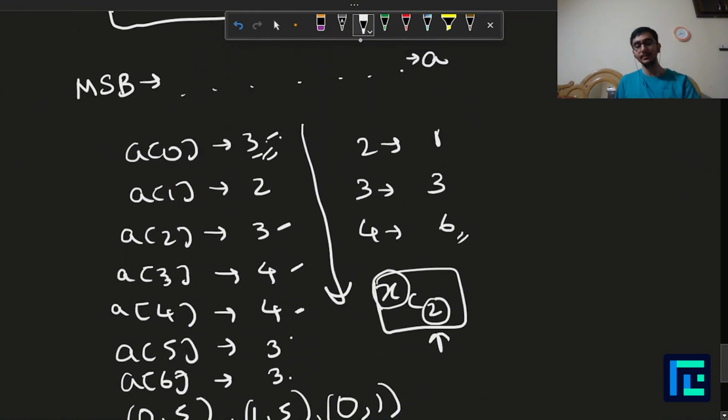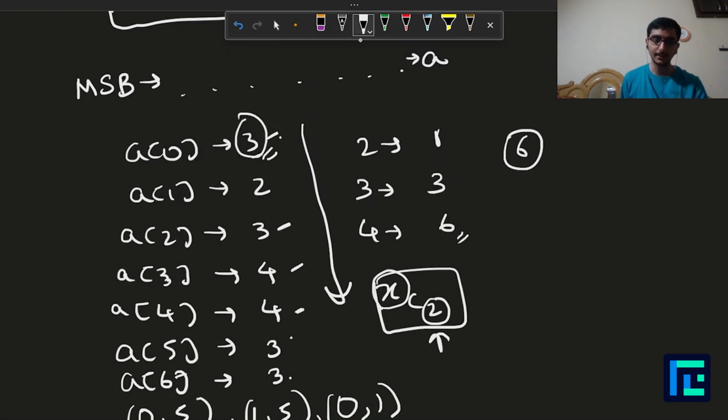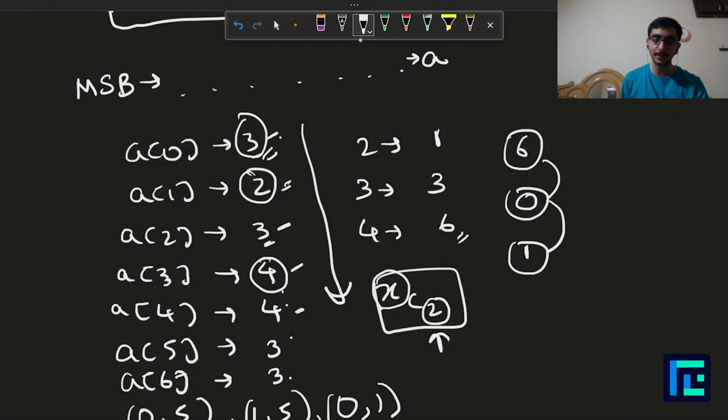And now I repeat this for every value. So I repeated this for 3. Let's say I got 6. I repeat this for 2. There is only one 2, so it will be 0. 3 was already calculated. For 4, there were two 4s, so the answer would be 1. So the total number of I comma j pairs would be 7. So this is my final answer.